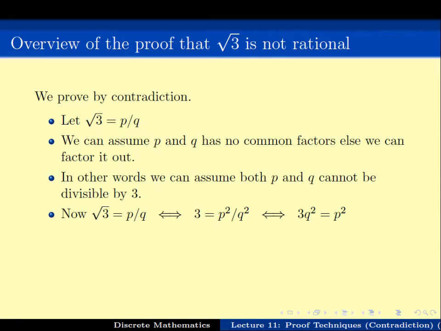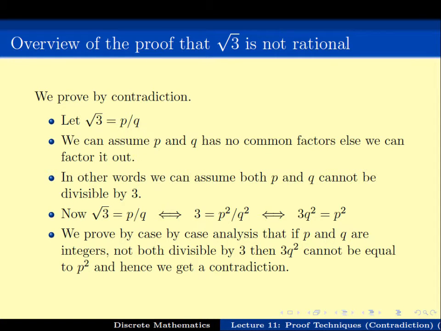And now since square root 3 equals p by q, or in other words 3q square equals p square, we do a case-by-case analysis and prove that this cannot be true. 3q square cannot be equal to p square for any integers p and q. And hence we get a contradiction. So this is an example where we not only apply proof by contradiction but also the case study proof into it.